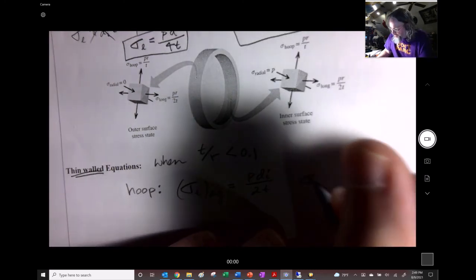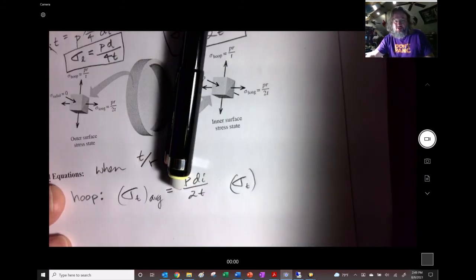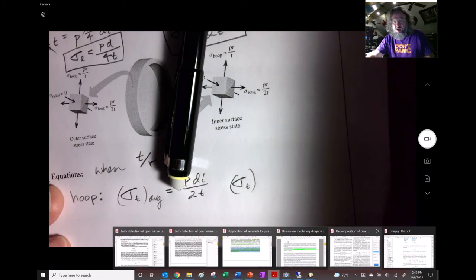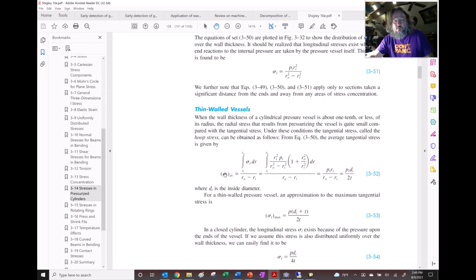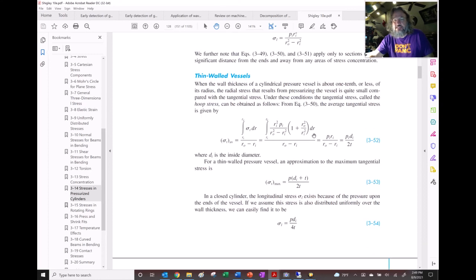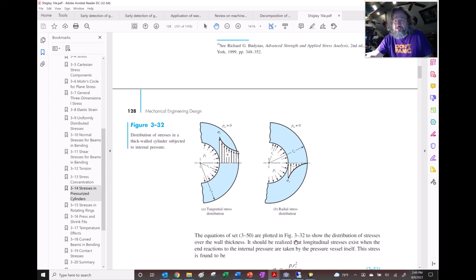But I should also point out, in Shigley, let me point out where this is and why this can mess you up. Right here is where it says the average hoop is equal to this right there, P DI over 2T. You see that? They're also showing you how you can integrate that to get to the same thing. But notice this is the equation you want to use. Unfortunately, because it has this stuff in the middle, students tend to just jump to this one right here. This is the max, which remember is only on the inside surface right there.